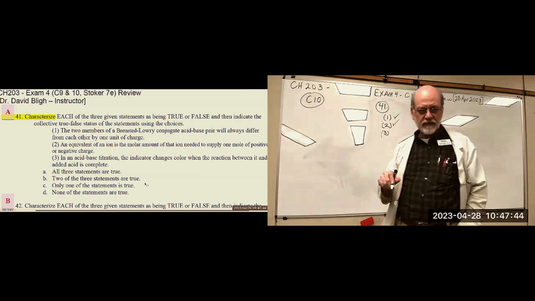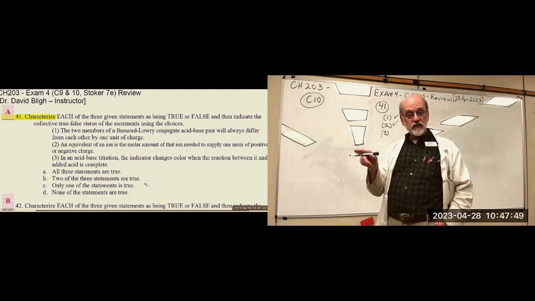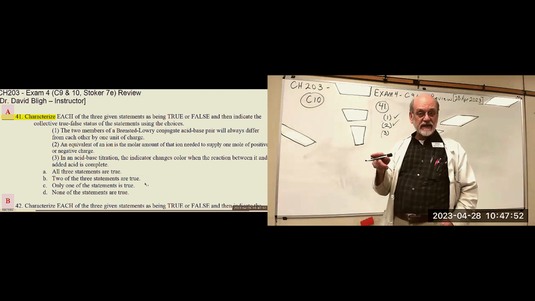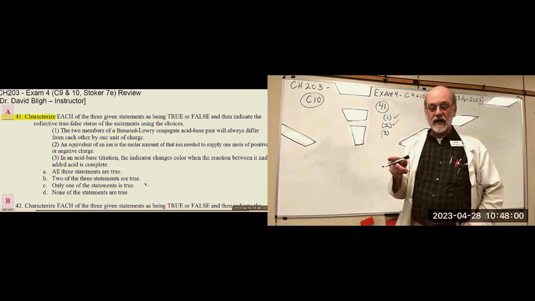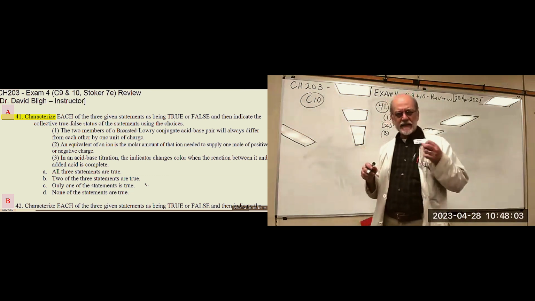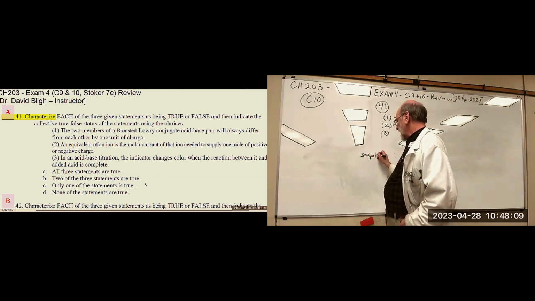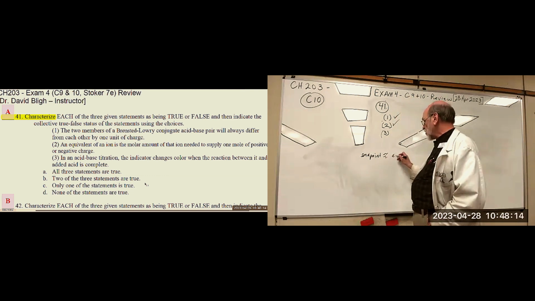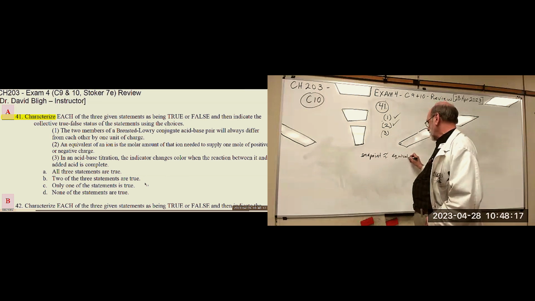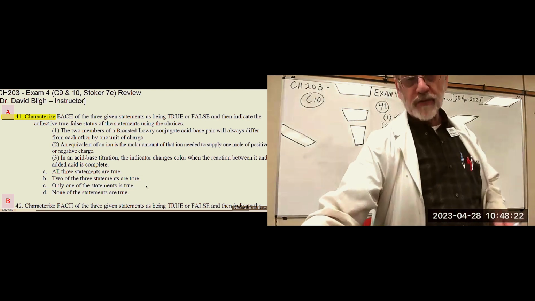How about 3? In an acid-base titration, the indicator changes color when the reaction between it and the added acid is complete. Yes, right? Ideally, the indicator changes color at the endpoint, which is as close as possible as we can get to the equivalence point. Okay, so they're all 3 true.